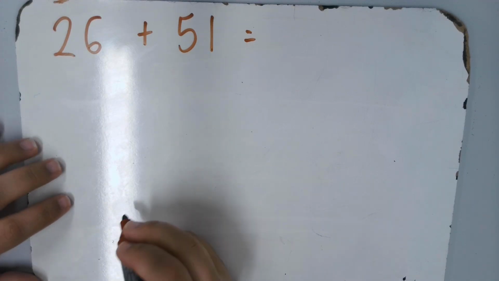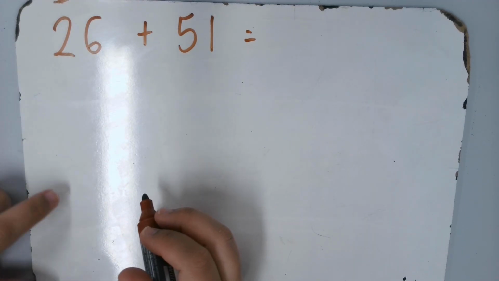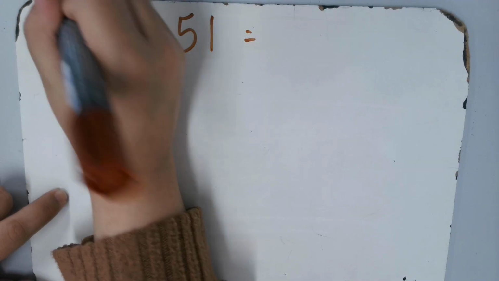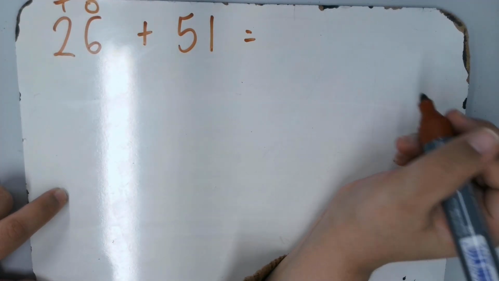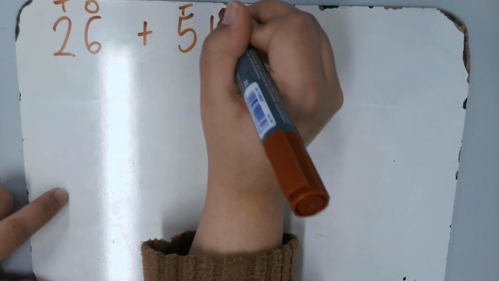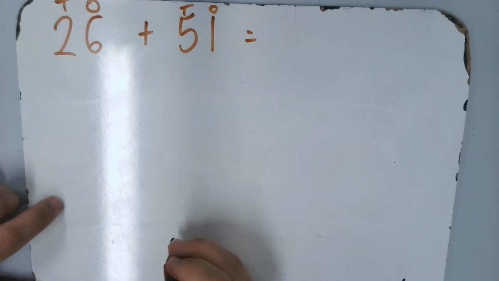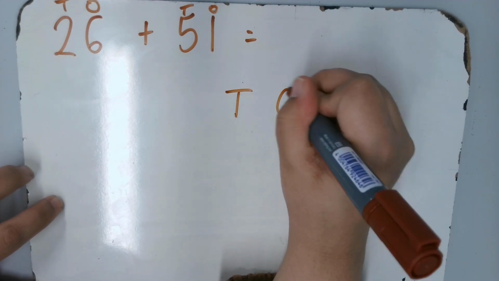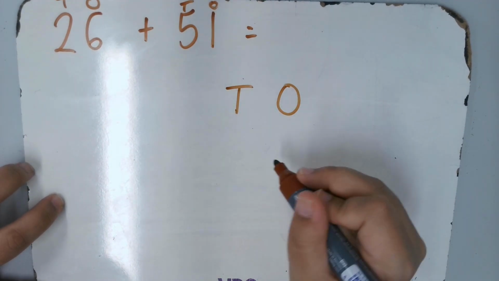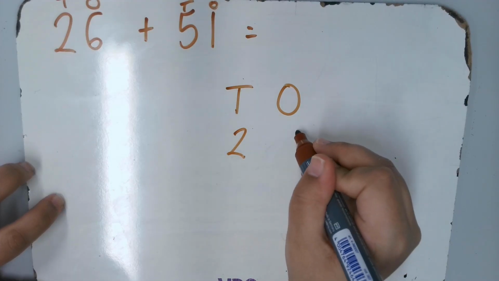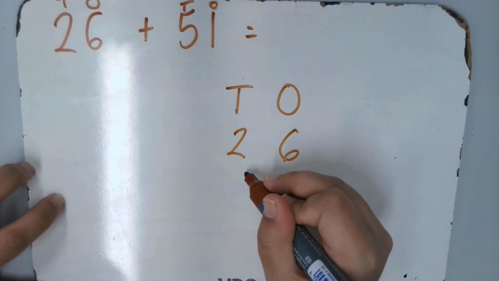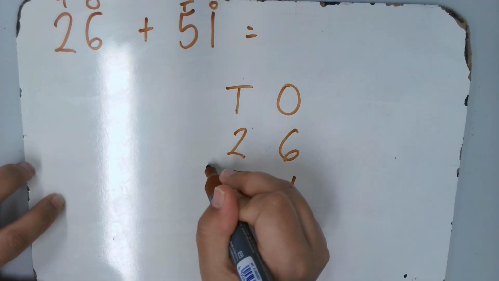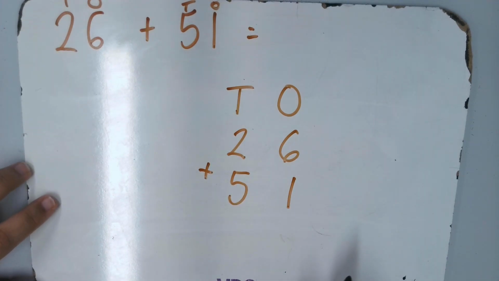Okay, hopefully you had a go. I'm going to go through this and work it out. In 26, we've got 2 tens and 6 ones. In 51, we've got 5 tens and 1 one. 26 has 2 tens and 6 ones. 51 has got 5 tens and 1 one. Remember to write that operation.